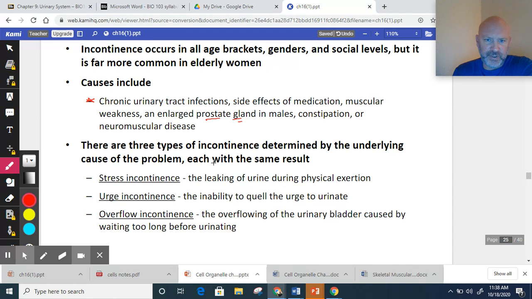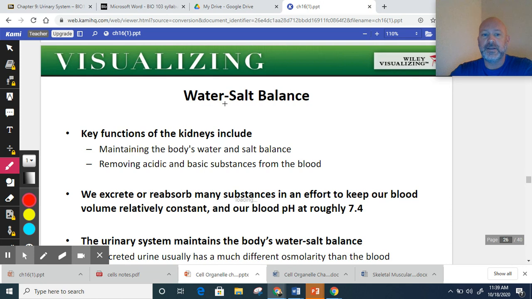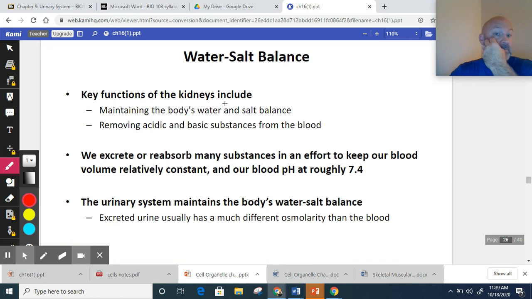Stress incontinence is leaking of urine during physical exertion. So if you're jogging or jumping, there's leaking. Urge incontinence is the inability to quell the urge to urinate. And then we have overflow incontinence. If you wait too long and the bladder becomes too full, well, like we said, the muscular weakness could cause that overflow type of incontinence. That's more common in people that are older.